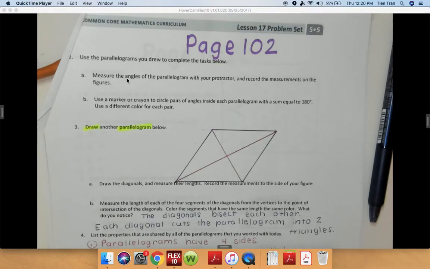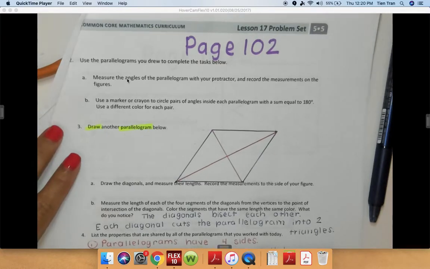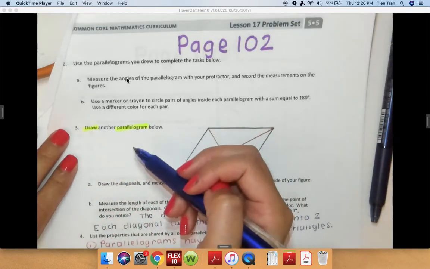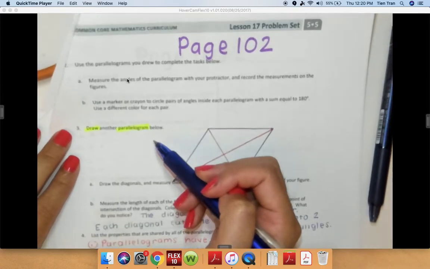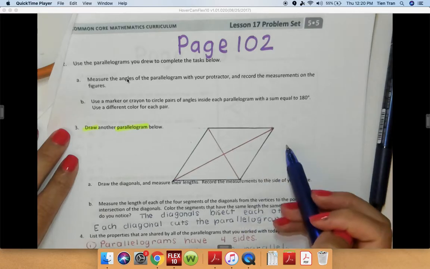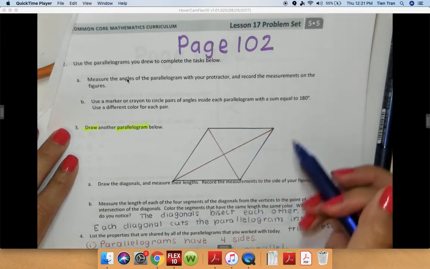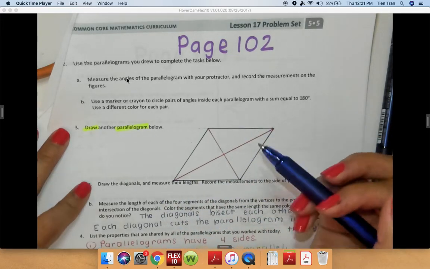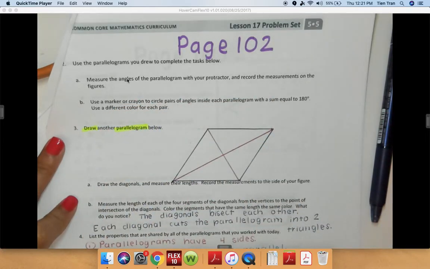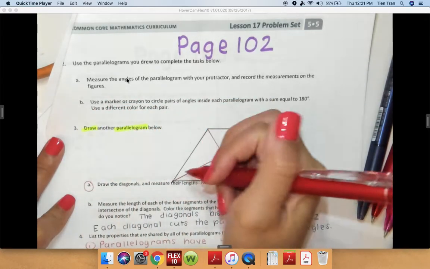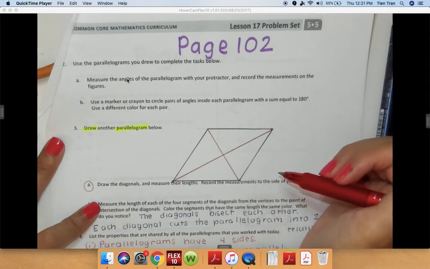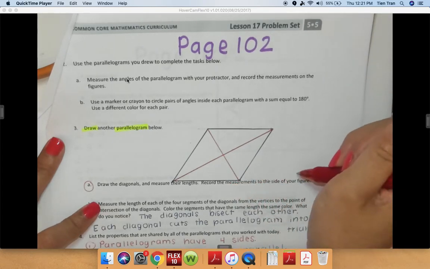We are on page 102 and problem number 3. Draw another parallelogram below. So I drew a parallelogram below and I put diagonal lines because problem A asks you to draw the diagonals and measure their lengths. Record the measurement to the side of your figure.